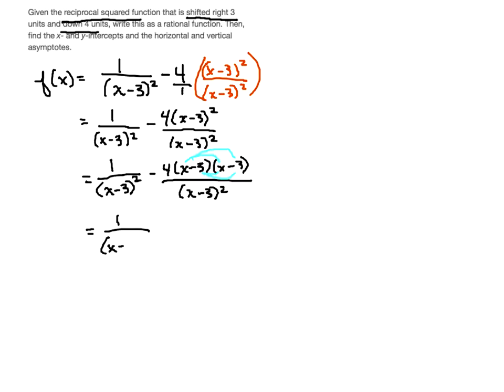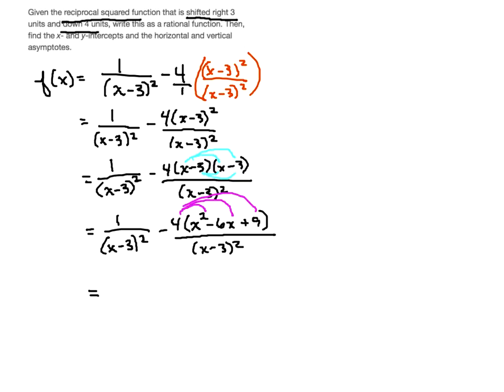All right, so this distribution goes here and here, here and here. And now I have 1 over x minus 3 squared, minus 4 times, okay, so this multiplies out to be x squared minus 6x plus 9, and that's over x minus 3 squared. Now I can combine my numerators over my common denominator.